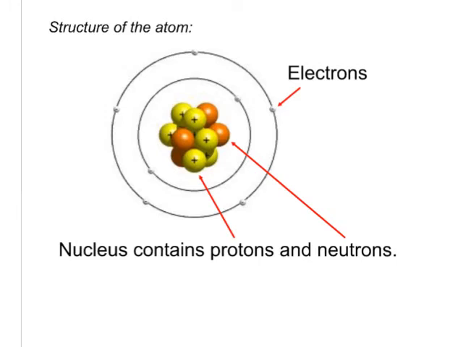The structure of this atom, this small particle that cannot be broken down, is basically as follows, and I'm sure you've seen this before. We have a nucleus where we have protons and neutrons, and then we have electrons outside the nucleus. And those are right there. They're much smaller. They're negatively charged. But I want you to definitely understand there are protons and neutrons in the nucleus, and there are electrons traveling around outside.